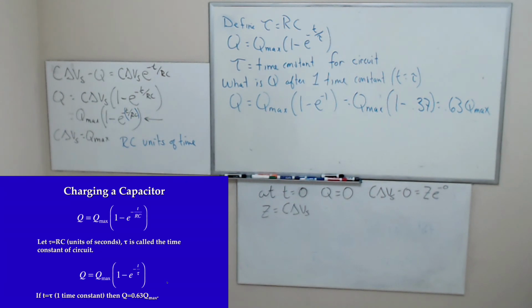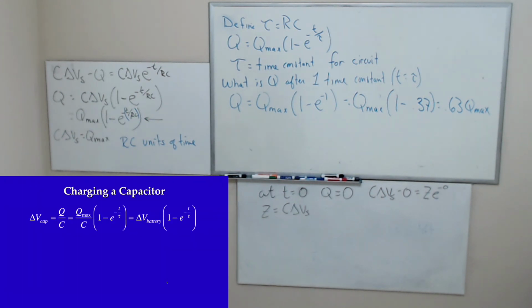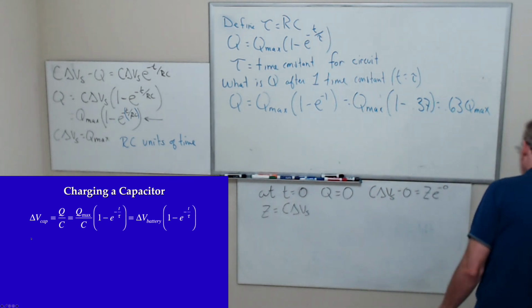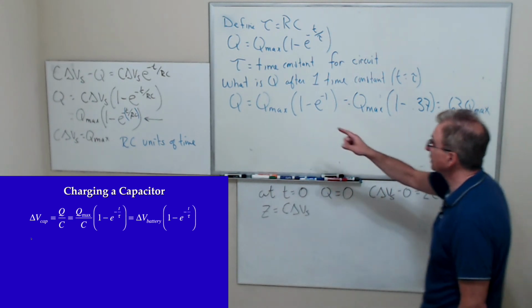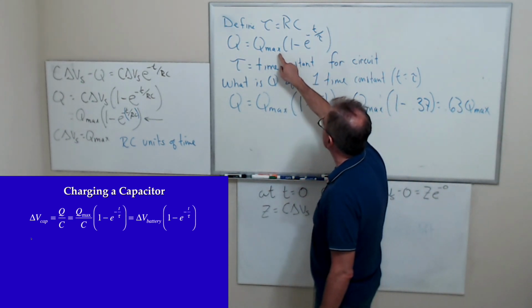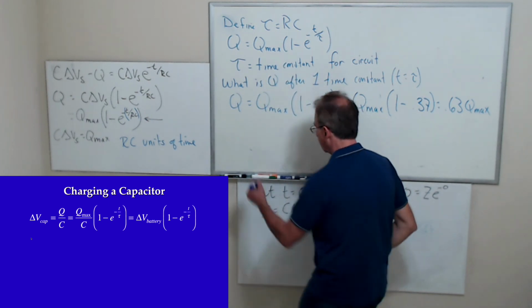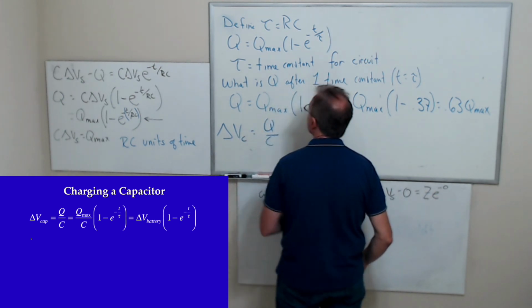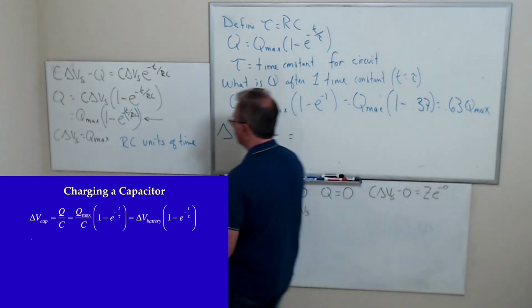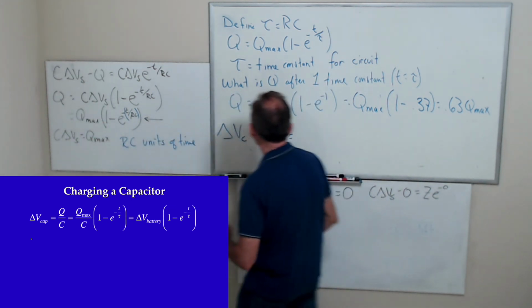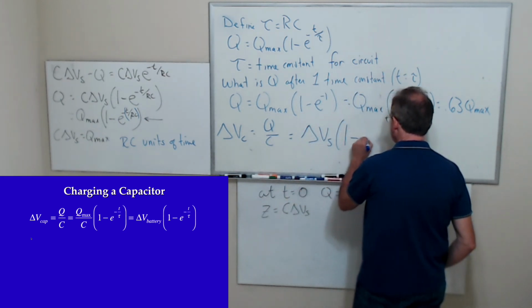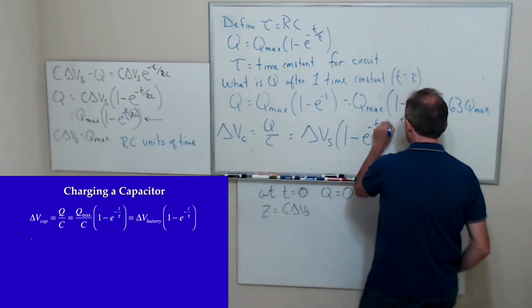Okay. So let me say a few more things. I'm not going to solve any problems today because we're pretty much out of time. I just want to say a few more things. Since this is the equation for the charge on the capacitor, and the voltage across the capacitor is Q over C, then if I divide this equation by C, the voltage across the capacitor is delta V sub S times 1 minus e to the minus t over RC.